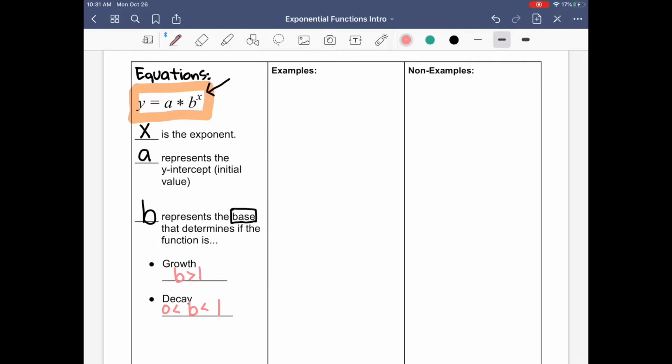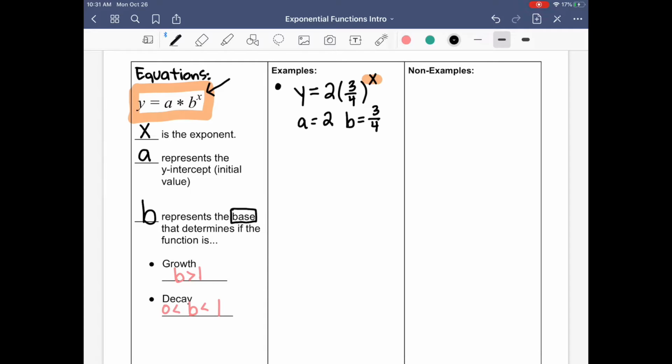So what we're going to do is we're actually going to look at some examples and some non-examples. All right, so my first example here is going to be y equals 2 times 3/4 raised to x. I know this is exponential because my x is in the exponent. Now what we want to do is we want to identify a few things. What is my y-intercept, my initial value? That's my a value, that's 2. My base is going to tell me whether it's growth or decay, but that base is 3/4. That's my b value.